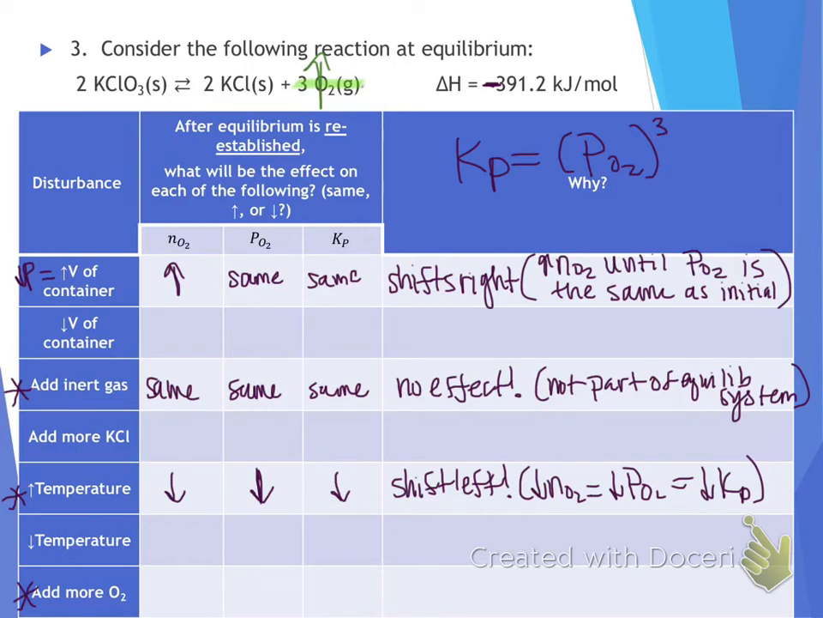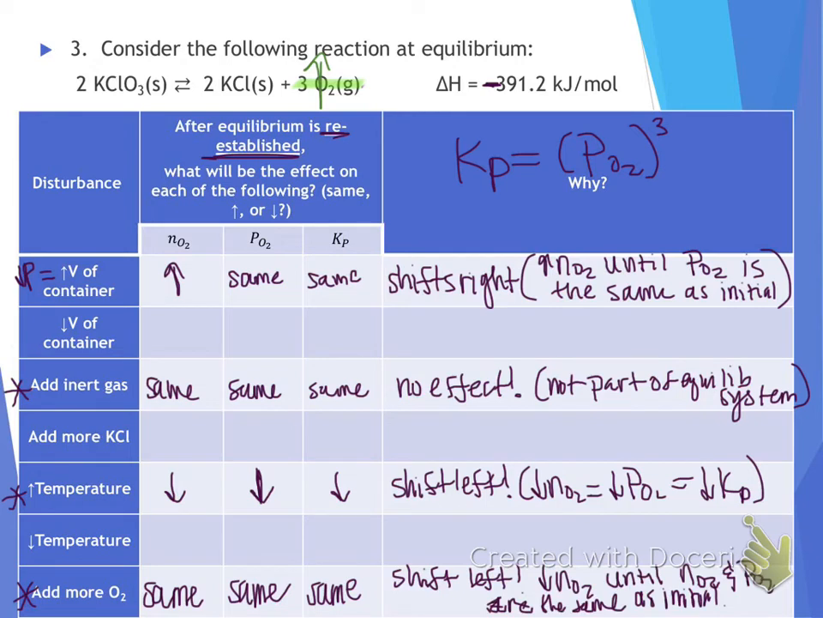If we add more oxygen gas, we're adding more of a product again. So that's going to cause our equilibrium system to shift left again. But it's trying to get back to where it was. So we want to know what happens once we reestablish equilibrium. We're going to shift left until we have the same amount of oxygen that we had before. And if we have the same amount of oxygen, we have the same pressure of oxygen. If we have the same pressure, because that's the only thing Kp depends on, we have the same Kp. So we're going to shift left until our moles of oxygen equal the original moles that we had. Moral of the story, our system is always striving to get back to equilibrium.